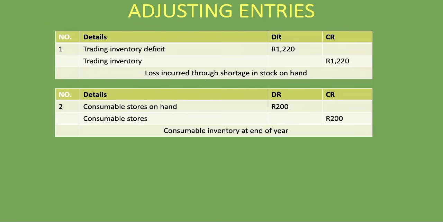So here is how it will look. Consumable stores on hand is an asset. So whenever you add the word on hand, it means what's remaining, so that makes it an asset, and then you credit consumable stores, which is an expense, 200 Rand. By crediting it, like I said, you are deducting the expense. That means obviously if you're doing your income statement, the consumable stores expense will be the 1,600 you're given in the pre-adjustment trial balance minus this 200 Rand, and the narration there is consumable inventory at end of year.